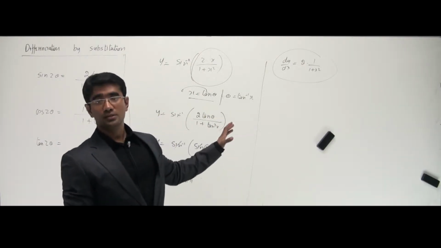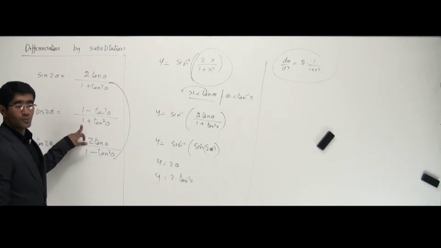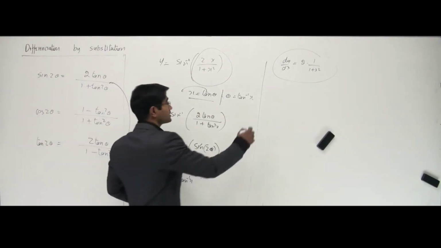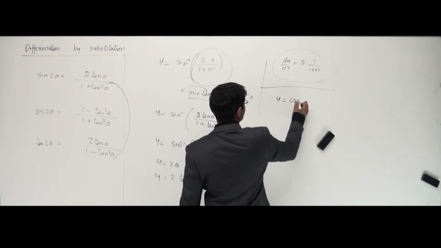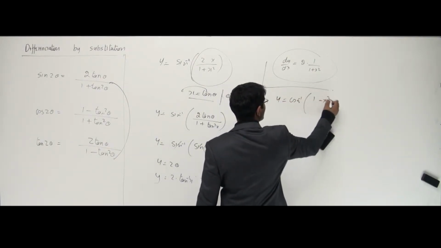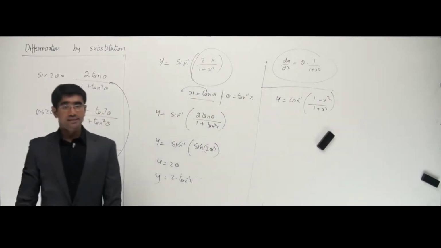Sometimes it is all about this. Let's go ahead and try to do another problem with this guy. So how can they frame a problem for this second one? If it is cos, y is equal to cos inverse of (1 minus x squared) by (1 plus x squared). It looks like this. Now, then who's x?